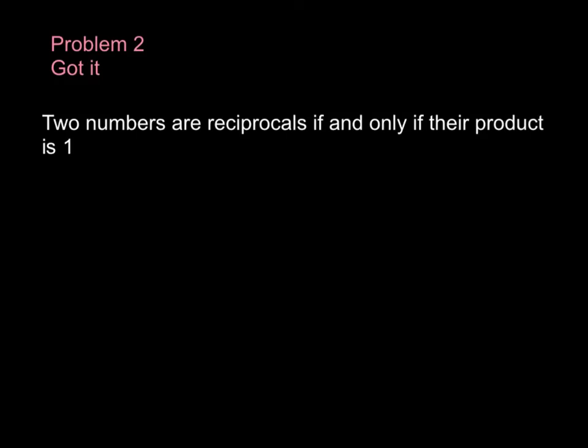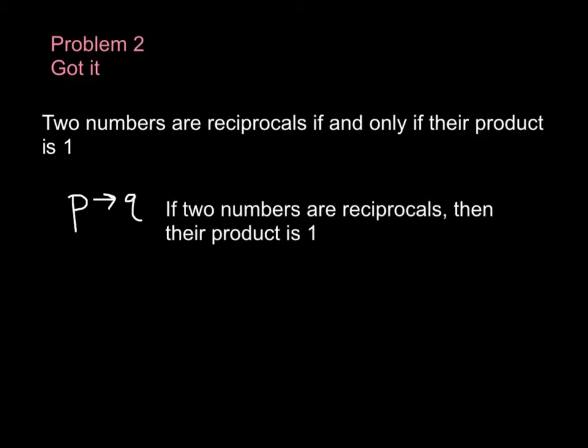Two numbers are reciprocals if and only if their product is 1. So if we look at the got it problem, in the directions, this asks what are the two conditionals that form this biconditional. Remember, your conditional is your if-then statement. So we have if-then, which means your P and Q. So the first thing we do is just take it and put it into an if-then statement. From P to Q, if two numbers are reciprocals, then their product is 1.